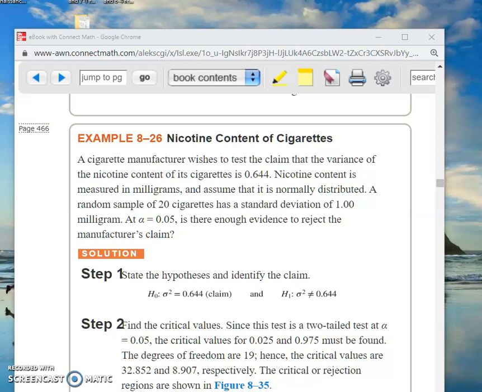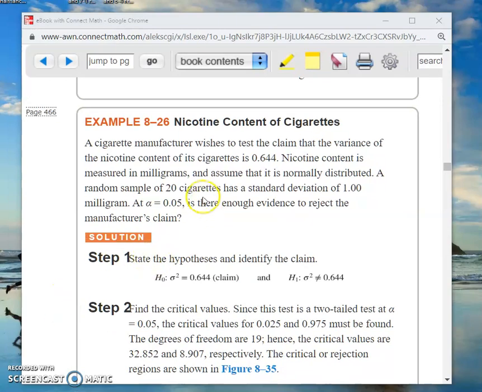Okay, this is chapter 8, and we are in section 8.5, and this is video number 2. So this example is talking about the nicotine content of cigarettes.